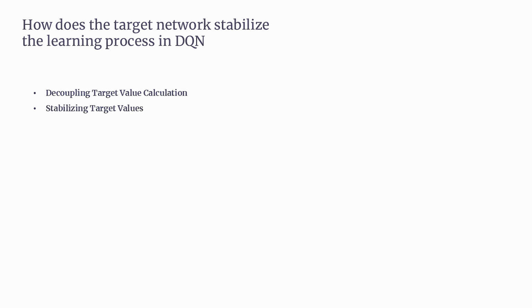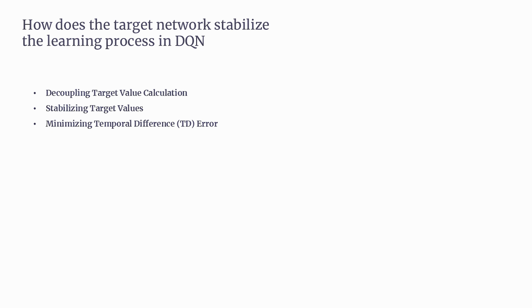The second, stabilizing target values. Without a target network, the values the agent is trying to learn would keep shifting as the Q network updates itself. By using the target network, these target values stay fixed for a period, making the training process more stable and consistent.